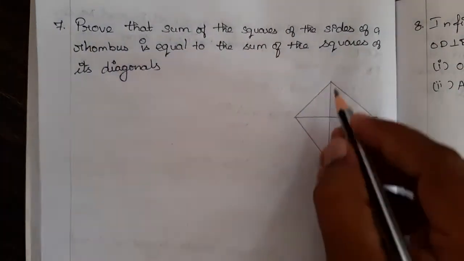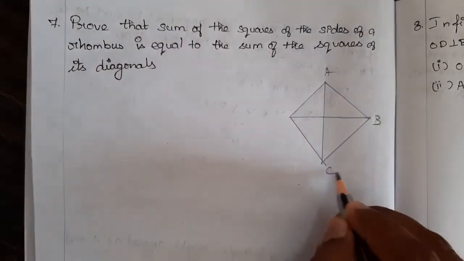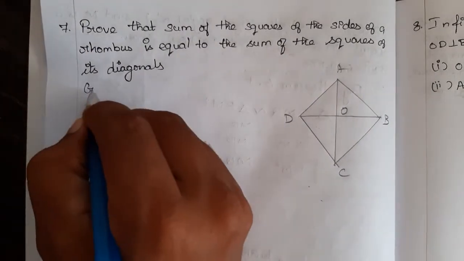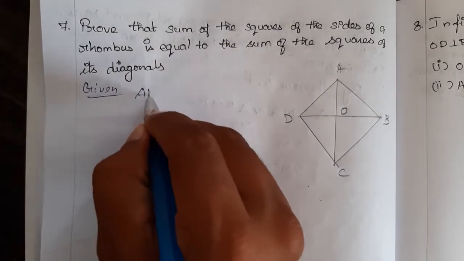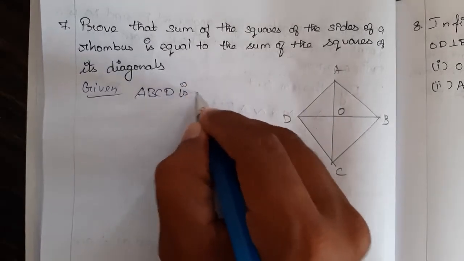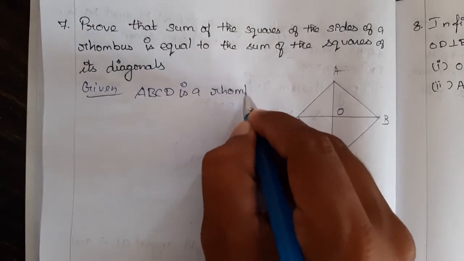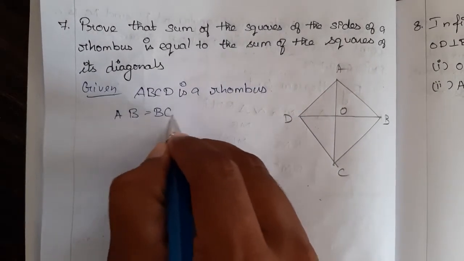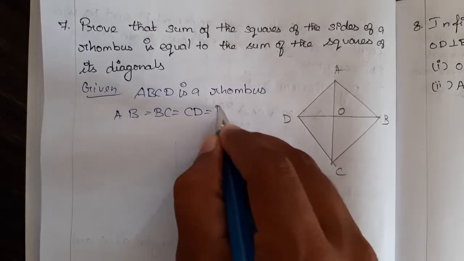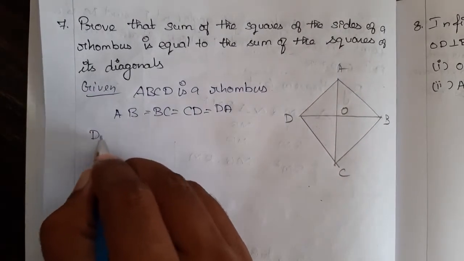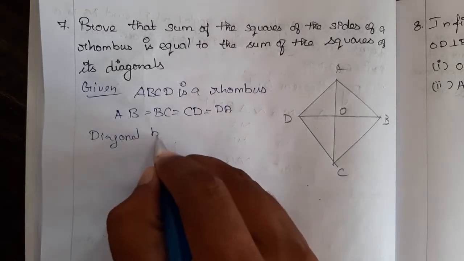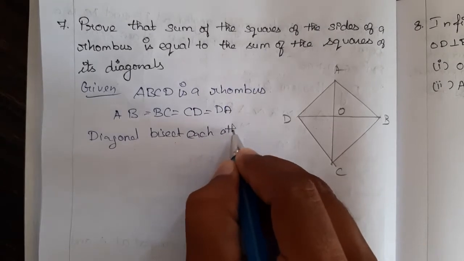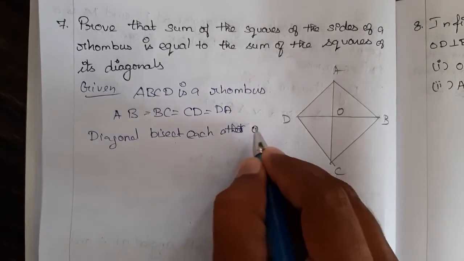So let me name it as A, B, C, D and O. So what is the given we have assumed? ABCD is a rhombus. So that means AB is equal to BC is equal to CD is equal to DA. All the sides are equal. And the next is the diagonals bisect each other. Here I consider the intersection as O, right?